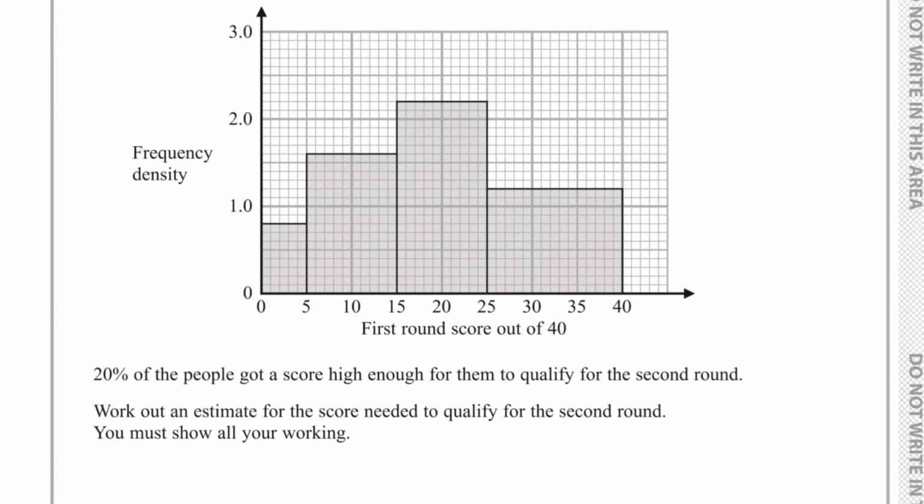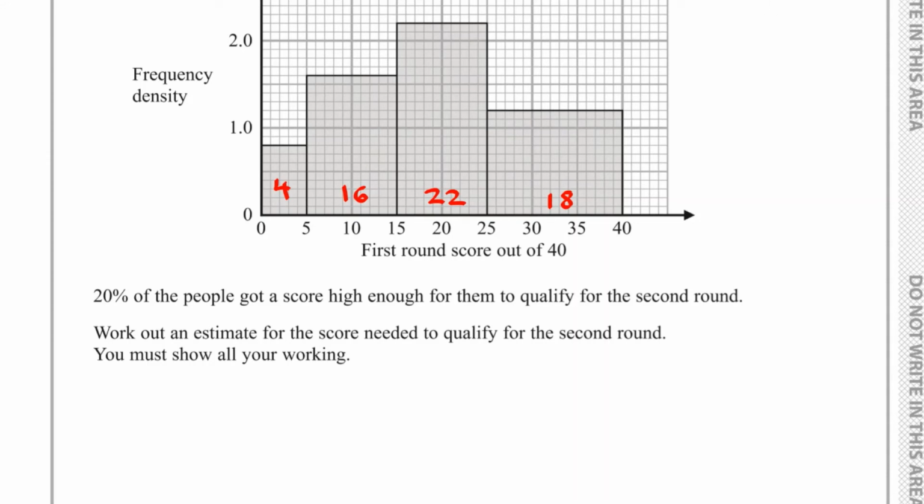areas of each bar. 5 times 0.8 is 4. 10 times 1.6 is equal to 16. 10 times 2.2 is 22. Then 15 times 1.2 is 18. We have found the associated frequencies.